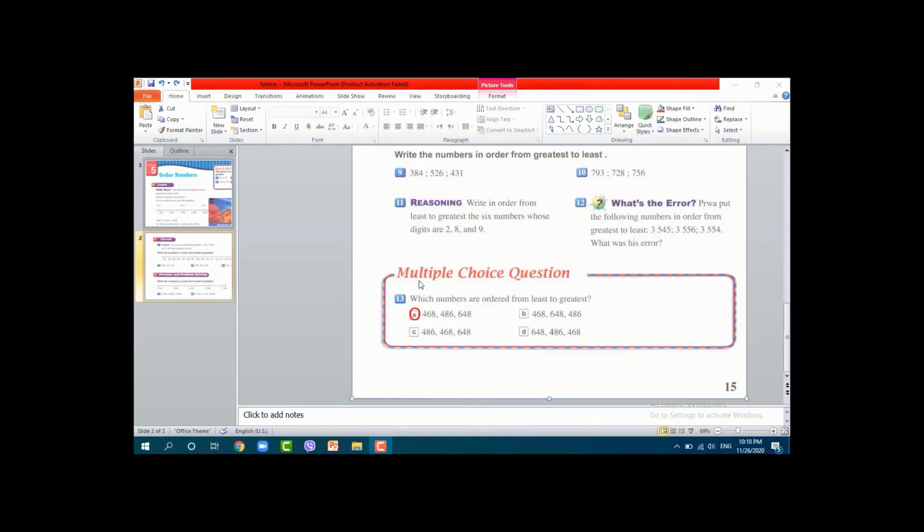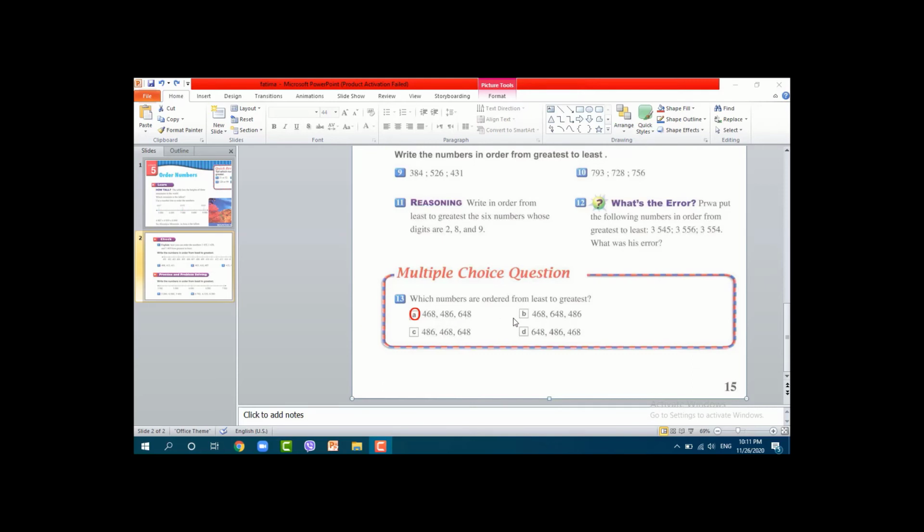Okay students, now we get to the multiple choice question. In the multiple choice question, we have equation 13. Let's solve this equation. Right there, which numbers are ordered from least to greatest? Okay, let's read the answers and find which one is the correct answer. In A, write 468. After that, write 486. After that, write 648. I think it's the correct answer because it starts at the smallest number and ends at the greatest number between them.